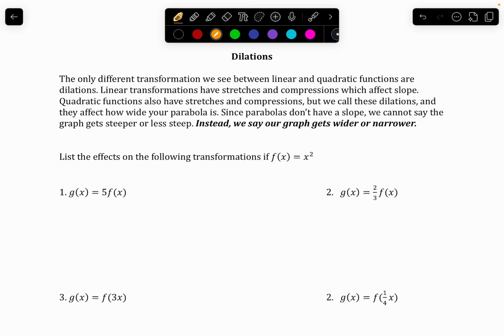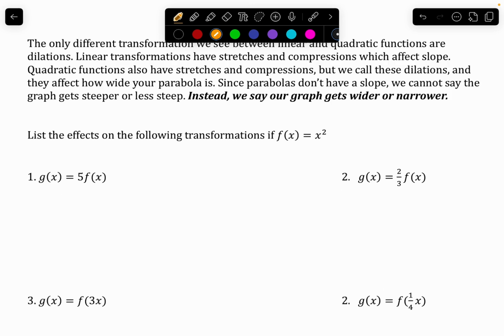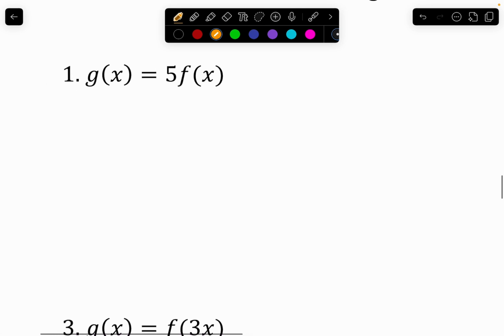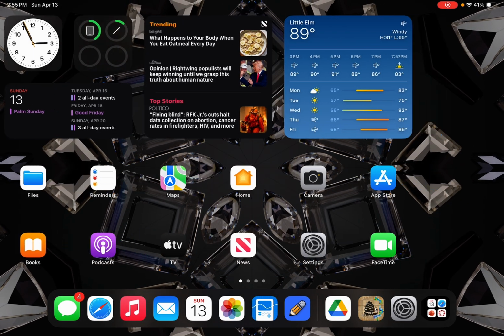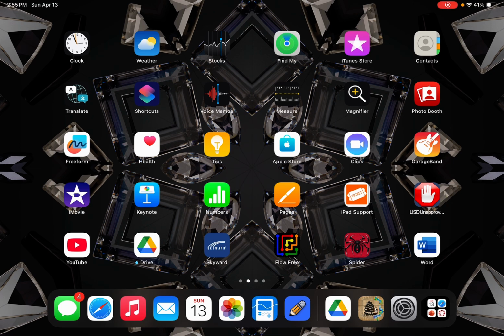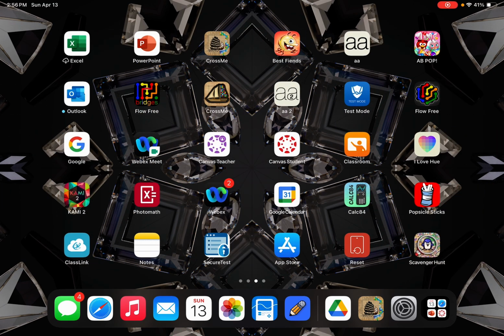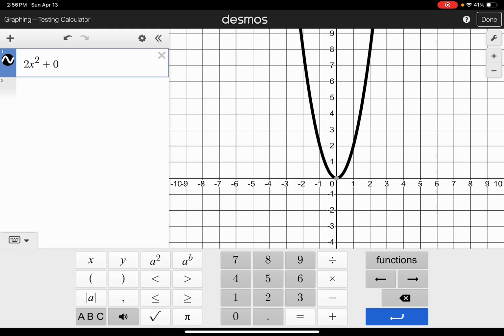Okay, dilations are where your graph does not have a steepness anymore. It's either going to get narrower or wider. And we will see the numbers for this in the same spot that we saw numbers for steeper or less steep. But again, with quadratic equations, that's not a thing. They can only get wider or narrower. So what we're going to do is jump on over to Desmos so I can show you what this looks like on a graph.